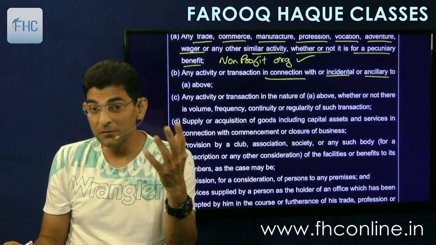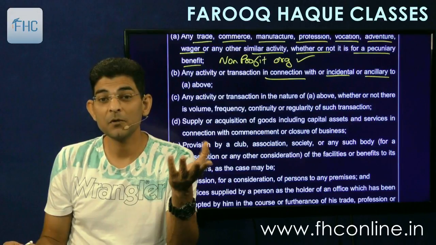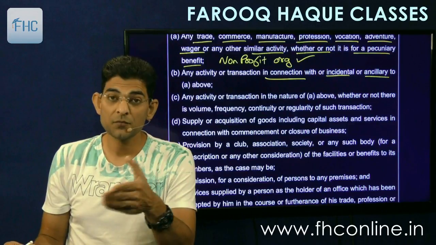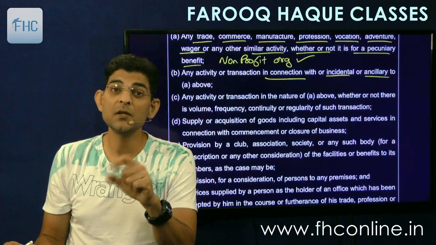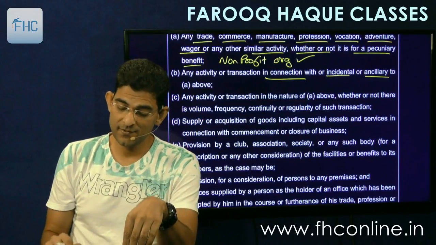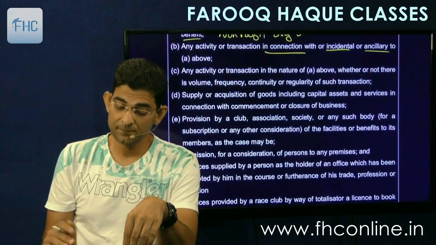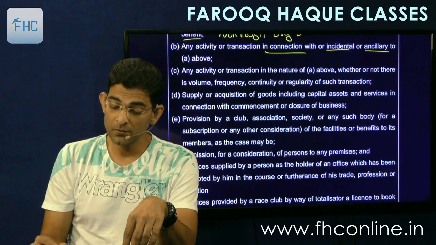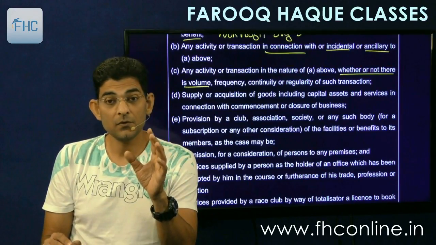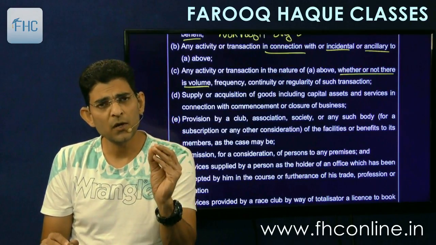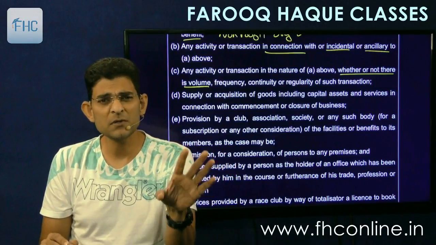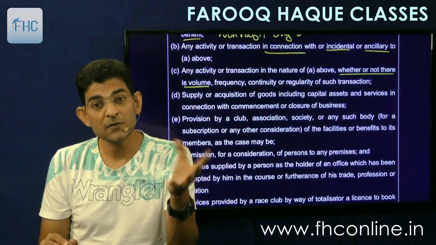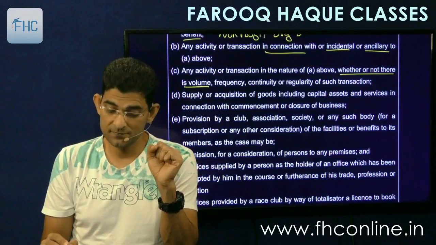Like selling of scrap is not my main business, but it is an incidental activity, because scrap arises in the course of business. When I manufacture the finished goods, scrap also arises. So if I am selling scrap, that will be called incidental to my main business. That will also be chargeable to GST. Then any activity or transaction in the nature of A above, whether or not there is volume. Now see, whether or not there is volume means the volume can be high or very low. Like you make a few samosas a day and sell them, only 4 samosas. But you do it on a regular basis and in the course of business with an intention to earn money. So that will be called business.